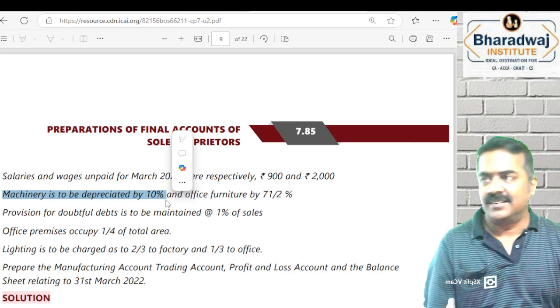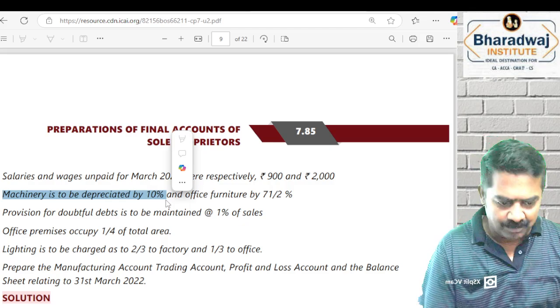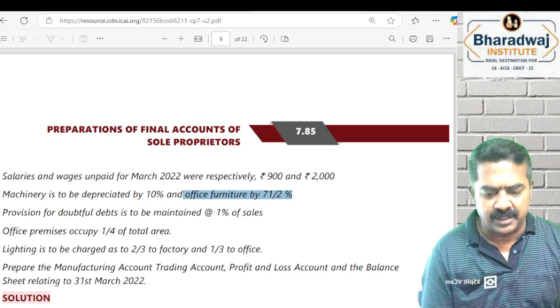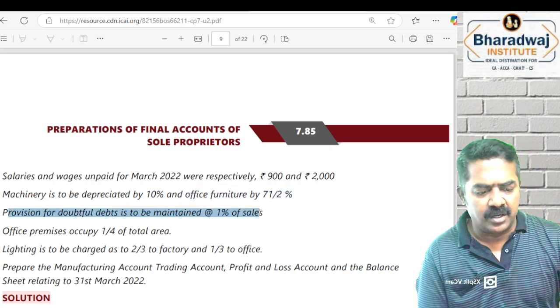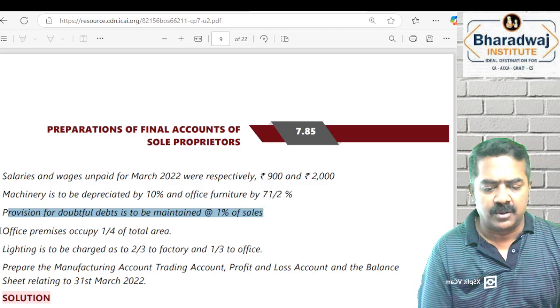Depreciation on machine. Machine is related to manufacturing activity. So which account will that come in? Manufacturing account. Office furniture depreciation will come in the P&L account. Provision for doubtful debts to be maintained at 1% of sales. You will charge it in the P&L account.